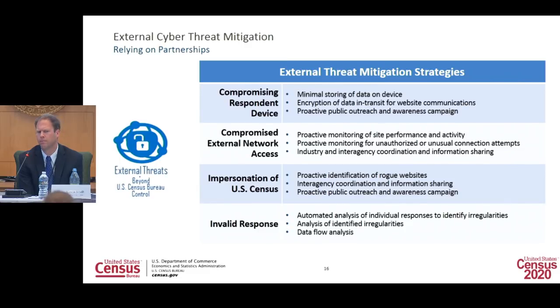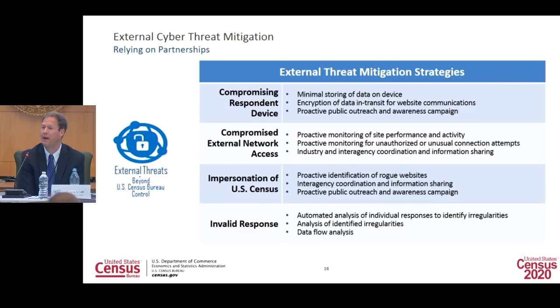Invalid response. We have an automated analysis of our individual responses. As responses come in, we have systems that are looking at social media and other places to determine, is this an accurate response or should we flag this for further follow-up? This is where people and processes come in. We'll be flagging and tagging some of these responses that come in and looking at them to determine what we think. Is it irregular or not?